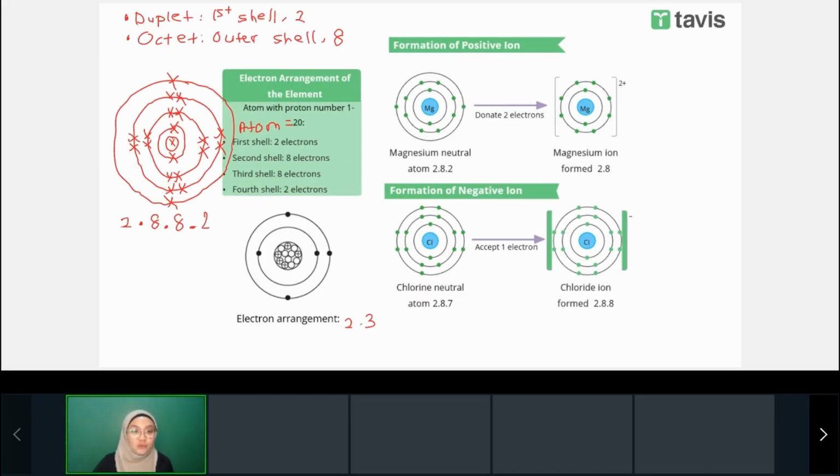We go to the formation of positive or negative ions. How does a positive or negative ion form? We know that the electron is in a stable state if the electron arrangement is duplet or octet. What if they didn't achieve those octet or duplet? It will form either a positive or negative ion.